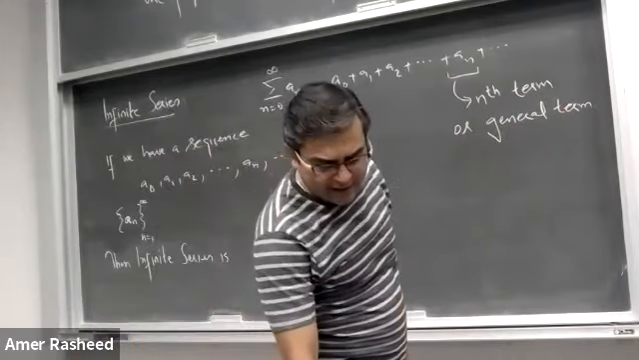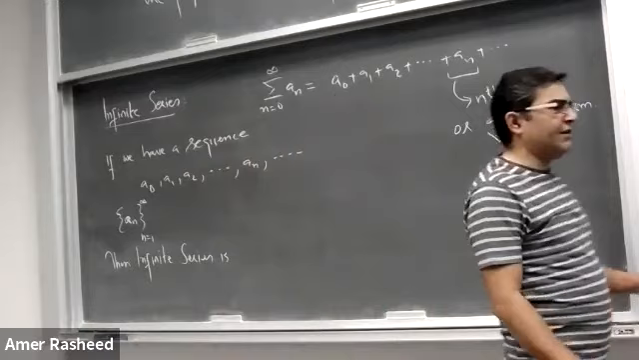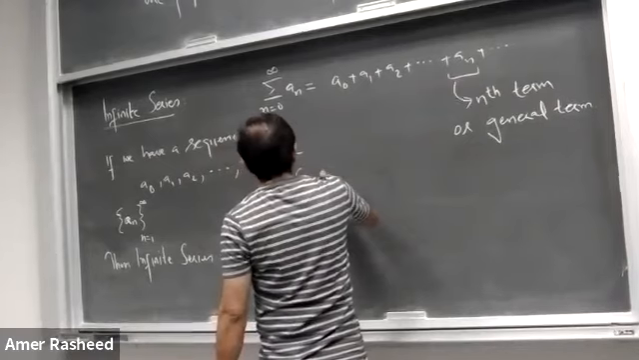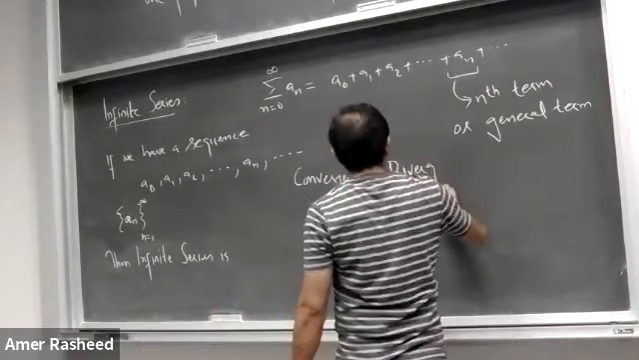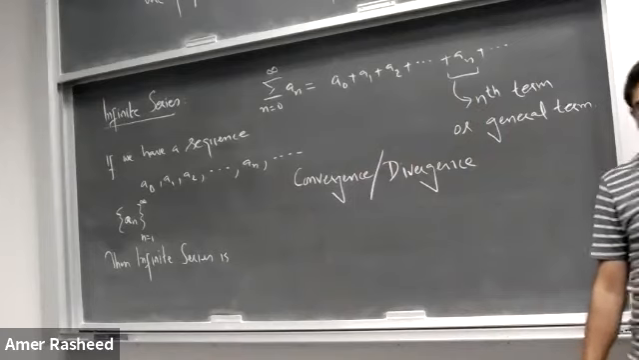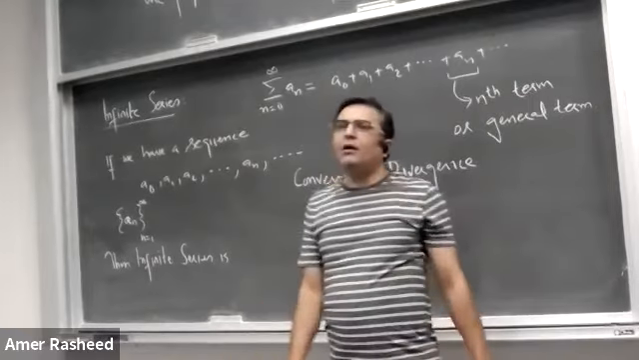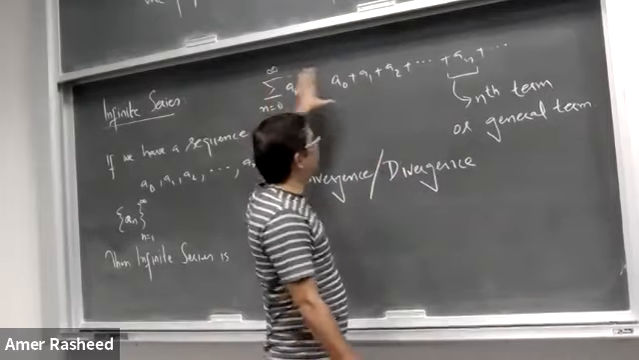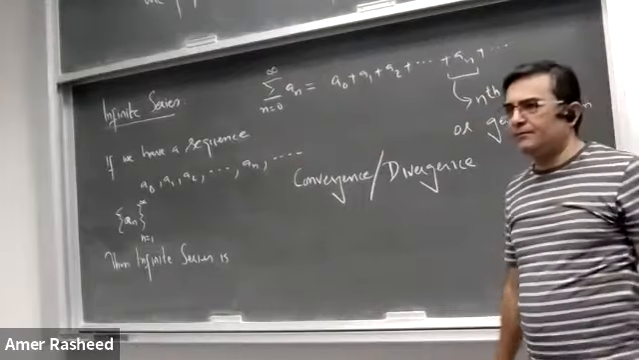Now, infinite series are basically important. We discuss their convergence and divergence. What is the convergence or divergence of any infinite series? Convergence of an infinite series means, informally, that the sum of this series is finite. The sum can be computed.